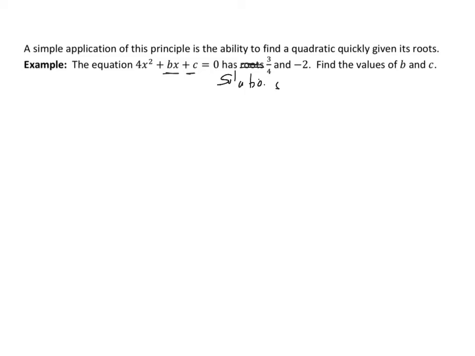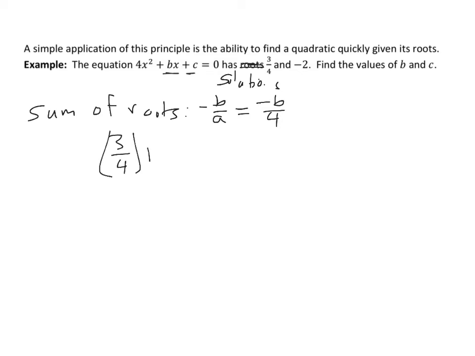All right, so suppose that this has solutions 3/4 and -2, and you're asked to find the values of b and c. We could remember that the sum of the roots needs to be negative b over a. So in our case, negative b over 4. And the sum of our roots in this case is literally 3/4 plus negative 2. So that means 3/4 plus a negative 8/4, which is negative 5/4.